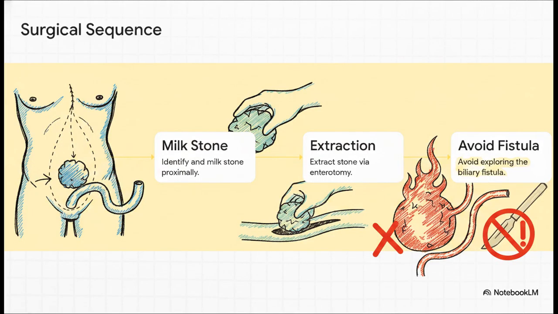When it comes to the surgical sequence for a gallstone ileus, there are very strict rules. Step 1, perform a laparotomy to relieve the obstruction. Step 2, find the stone and gently milk it proximally into healthy bowel. Step 3, extract it through a longitudinal enterotomy. And step 4, this is absolutely critical. Strictly avoid exploring or closing the choledochoenteric fistula. If you mess with it, you risk a massive ductal injury.